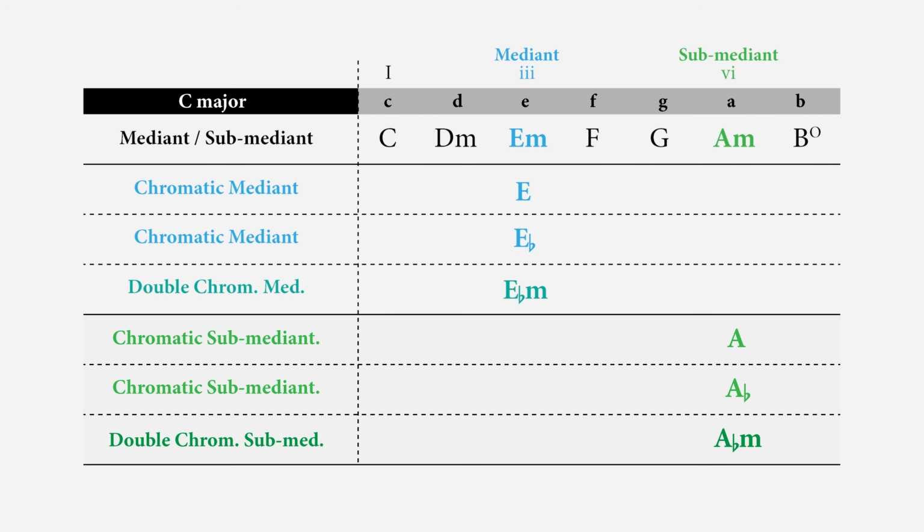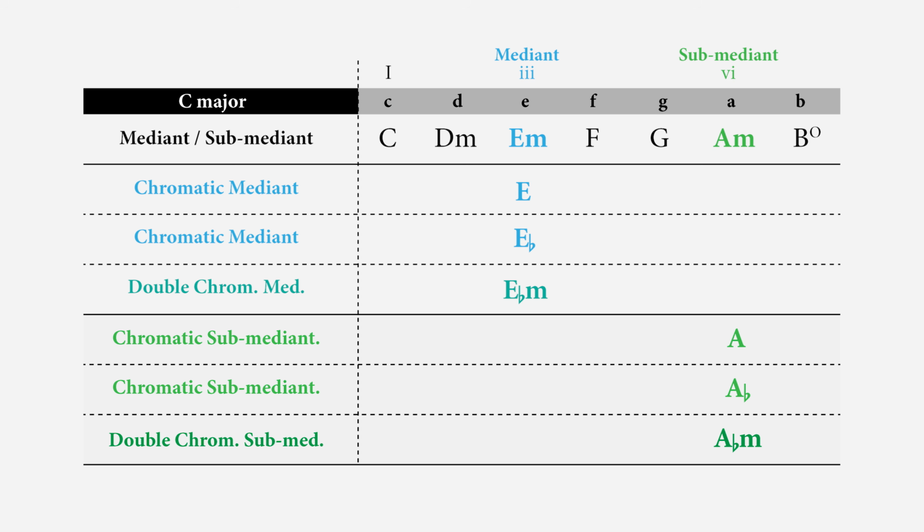Now the beautiful thing is that all mediants, chromatic mediants and double chromatic mediants, and that goes for submediants too, can be accounted for in a theoretical sense. Now, I told you just now what a relative major and relative minor scale is, like for instance C major and A minor. And we also learned what a parallel major and parallel minor scale is, for instance C major and C minor. Now, look at the overview.